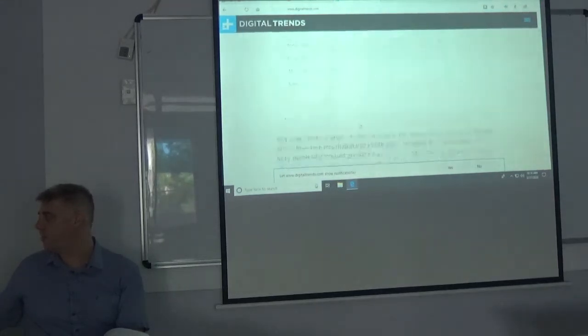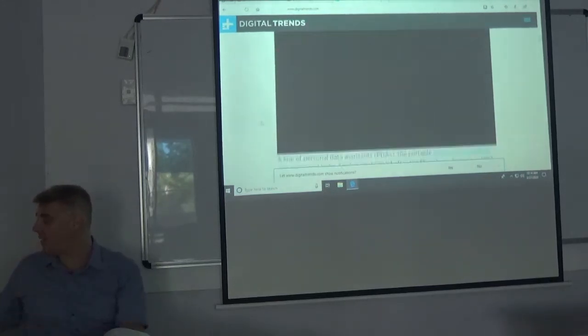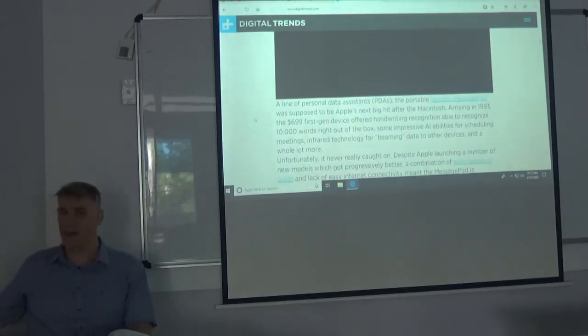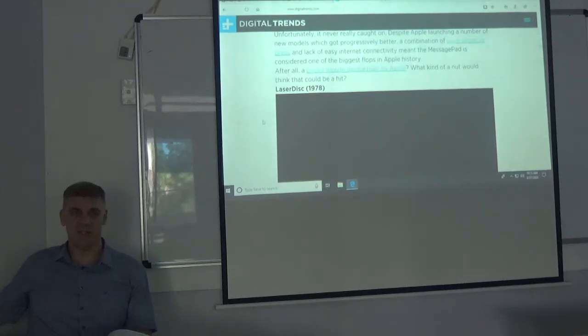So this article just stole, or someone stole from somewhere. The Apple's message pad, they had their own little PDA. $700. Now that is where you start to get into cost, right? So you might have the best idea in the world, and then it's too expensive for customers to become a popular item or a mass market product. It just stays as this kind of niche product.